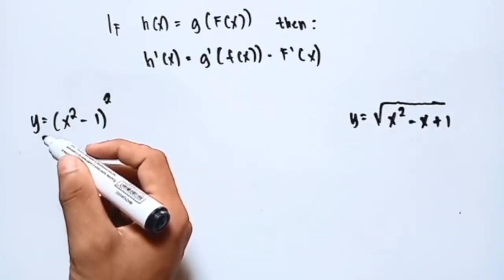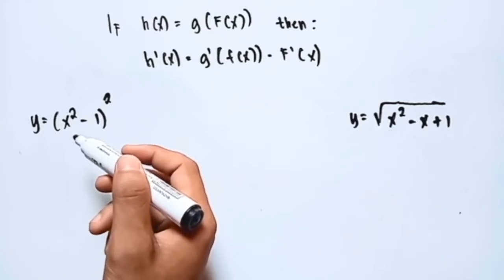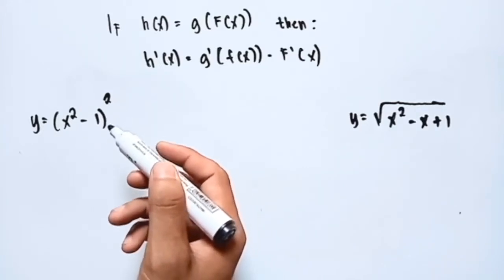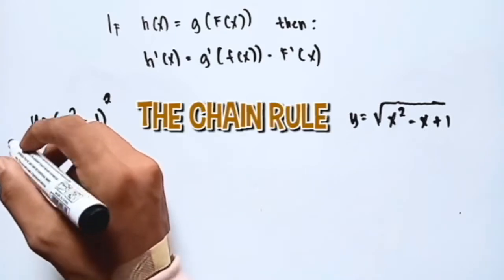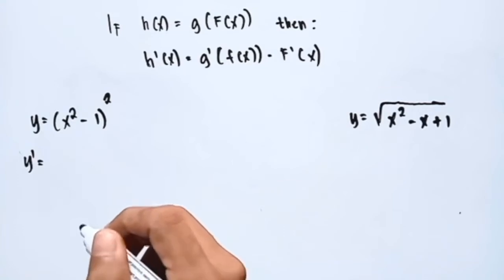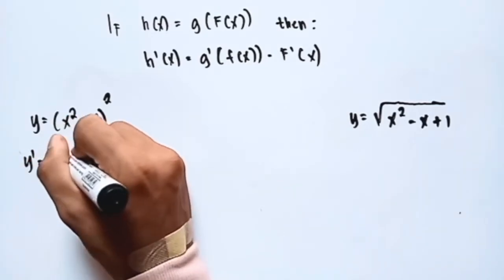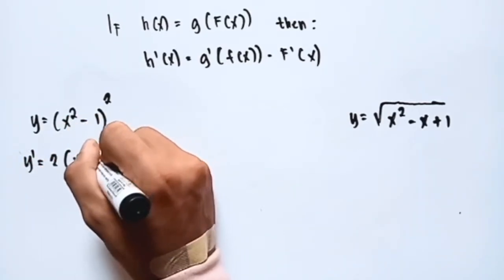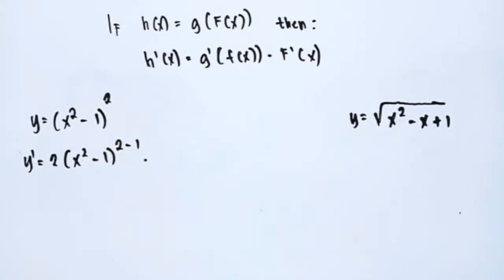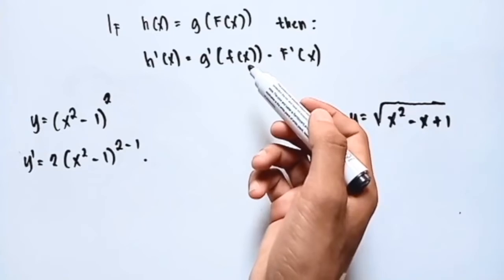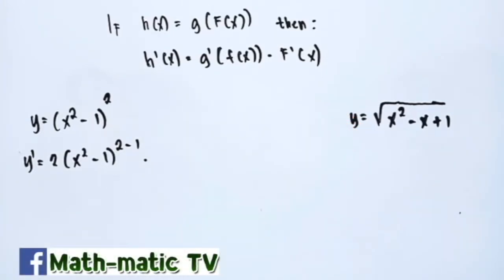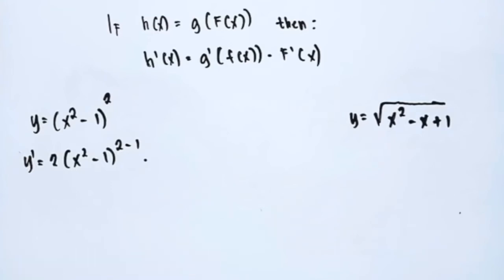So the function is y equal to x squared minus 1 raised to 2. Applying the chain rule, the first derivative, or y prime, is equal to 2 times x squared minus 1 raised to 2 minus 1 times the derivative of f of x, or the derivative of x squared minus 1. So what is the derivative of x squared minus 1?